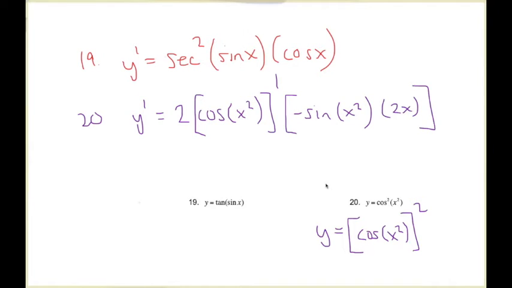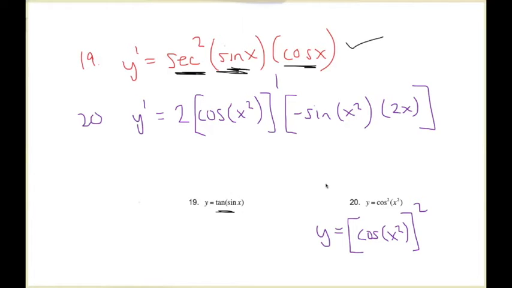Okay, let's walk through these. Actually, I'm going to walk through them and see if my thought process is sound. Okay, we've got the tangent of something. The derivative of the tangent is the secant squared of that something. The chain rule of that argument, derivative of the sine is the cosine. I'm liking that. Number 20, I got those two powers, these two squarings going on.